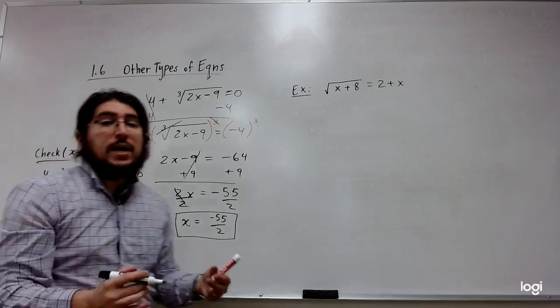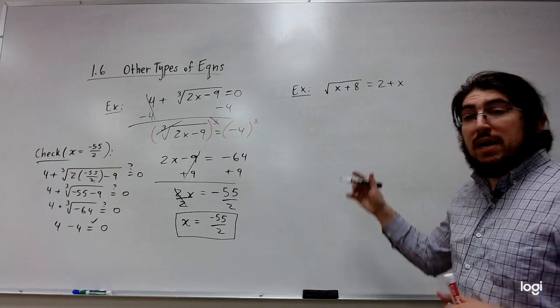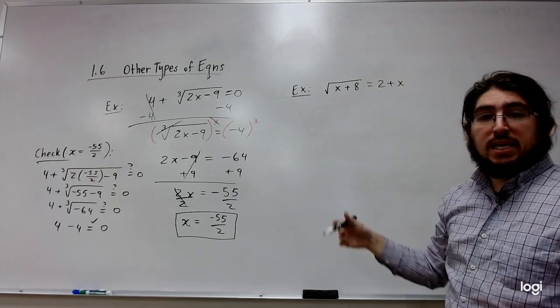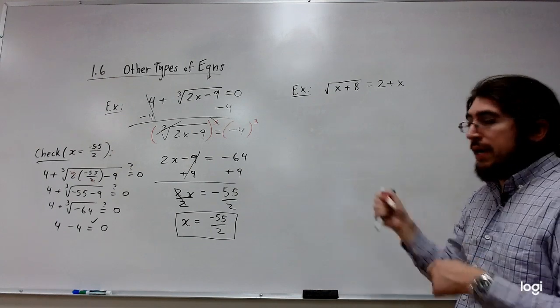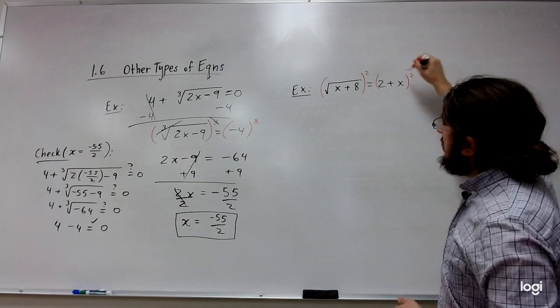It checks out. Great. Now this is the one I kept hyping up earlier, where you have not a number on the other side, but an expression actually. The radical is already isolated, so that's fine. Let's just square both sides, because this is a square root.